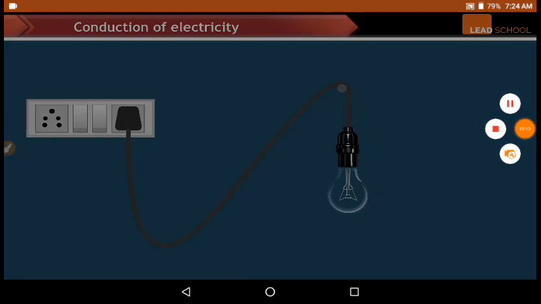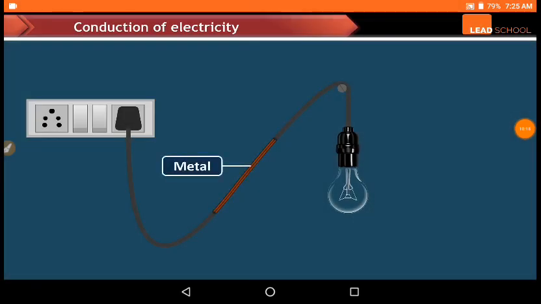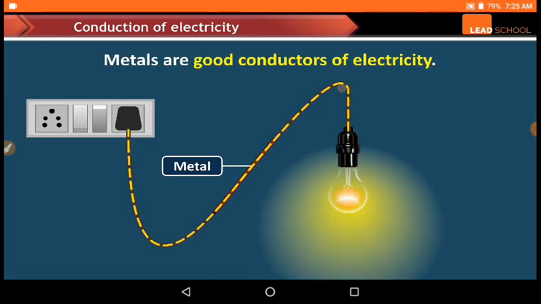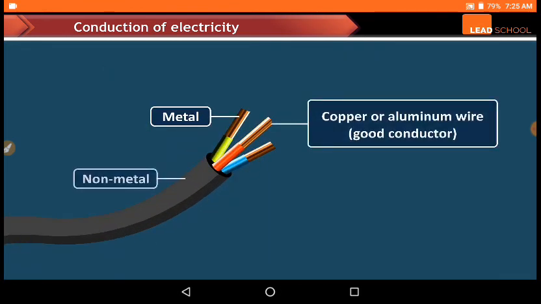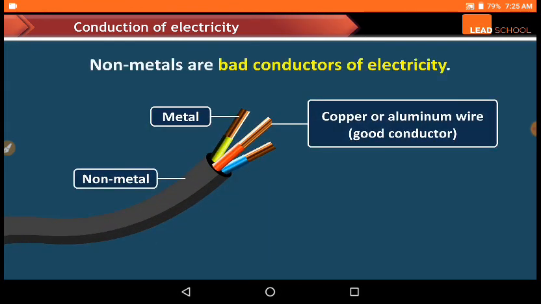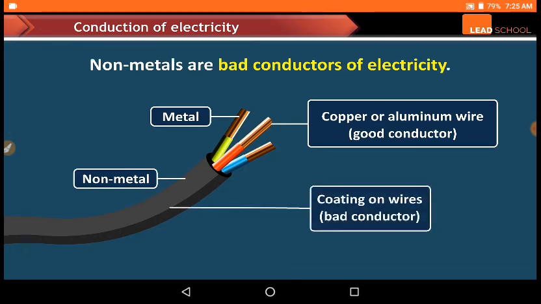Do you know electric wires are also made of metals like copper and aluminium? Why is it so? This is because they are good conductors of electricity. These wires are always coated with a non-metal, as non-metals are bad conductors of electricity. Hence, they can save us from electric shocks.